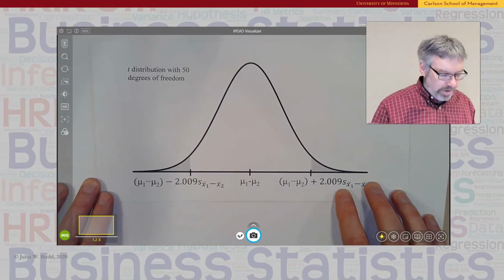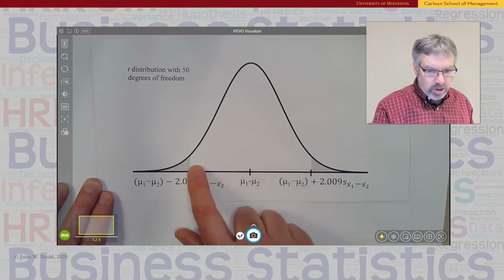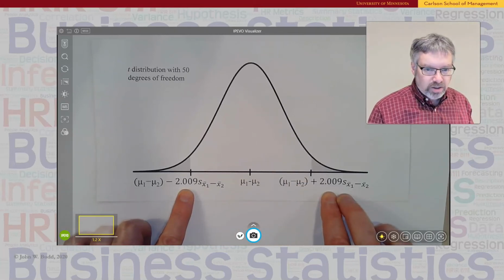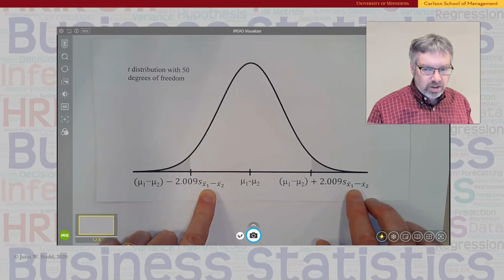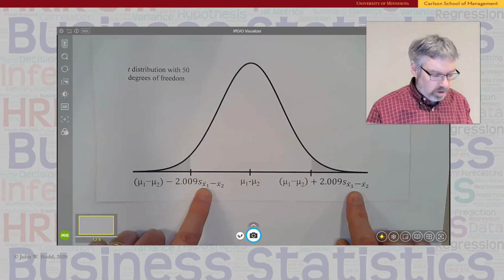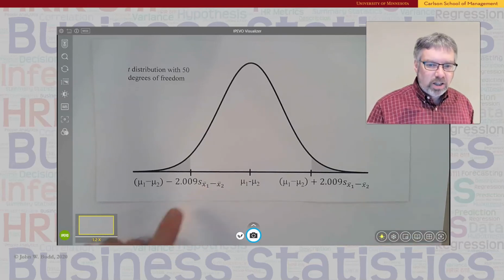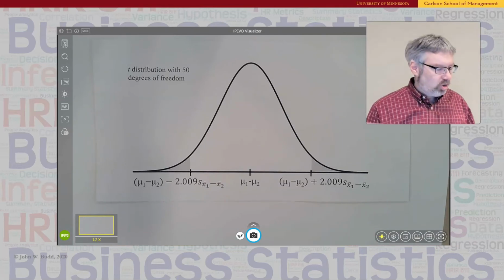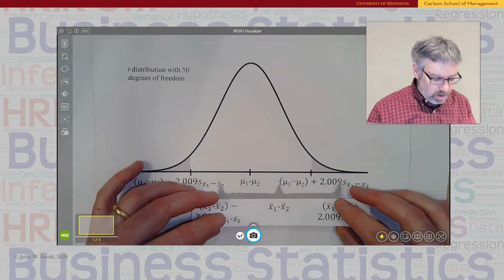So we have 95% of our probability, 95% of the distribution, plus or minus 2.09 standard deviations or standard errors. Here's the standard error, because this is a distribution of x bar 1 minus x bar 2. This is the standard error of x bar 1 minus x bar 2. And so remember our thought experiment. We take a random sample from population 1, a random sample from population 2. We can construct the difference in the two means.